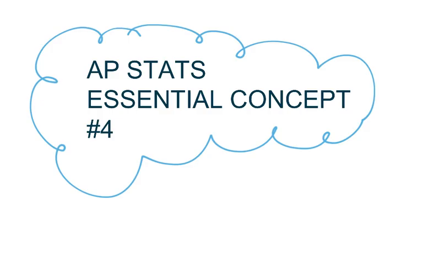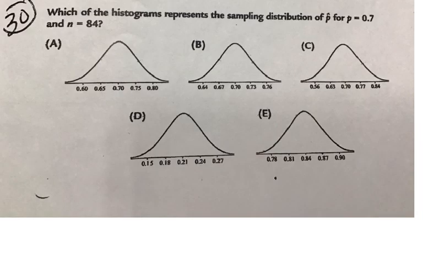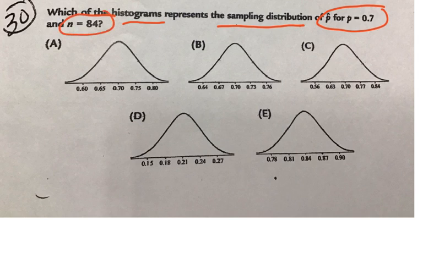Let's get going here. So, on this problem, they're giving us the histograms. You will notice they're all symmetric or approximately normal like we would like it. They represent sampling distributions where we know that p hat comes out to be 0.7. And we're told our sample size is 84.